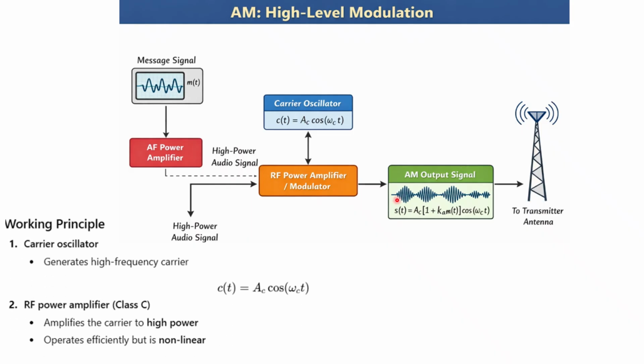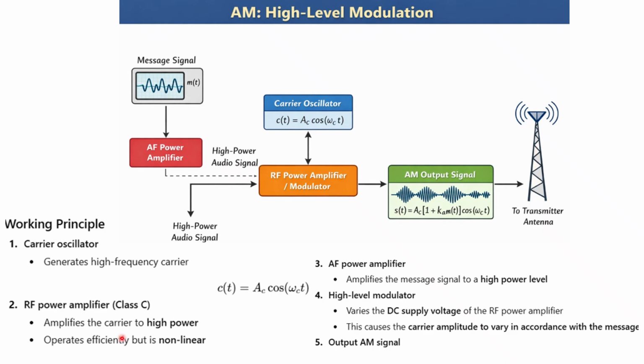So nothing more is there. Your carrier oscillator is there, very simple application. The RF power amplifier, here we are using class C, so that its efficiency will be higher compared to class B, right? The AF power amplifier uses audio frequency, and for RF we use radio frequency. There is a high level modulator also, which varies the DC voltage to the RF power amplifier. This causes the carrier amplitude to vary in accordance with the message, right? So the output is an amplitude modulation signal, clear?